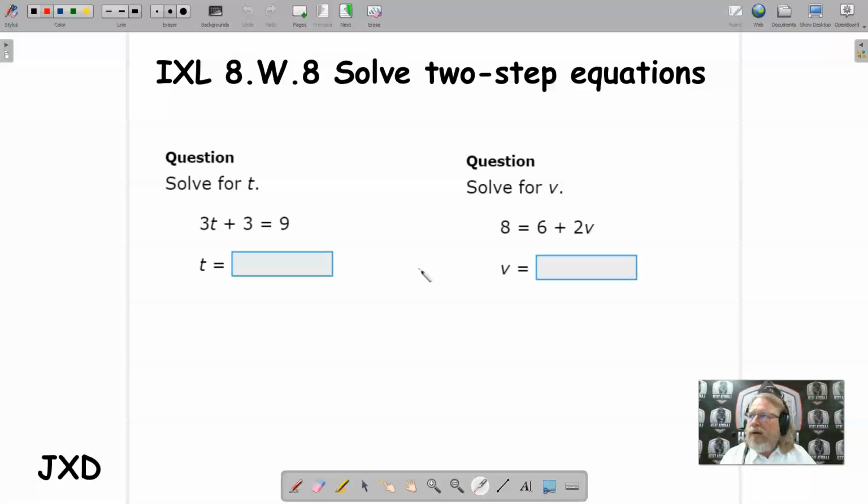Hello, this video is for IXL Activity 8.W.8. It is titled Solve Two-Step Equations. The three-character code for this activity is Juliet X-ray Delta.